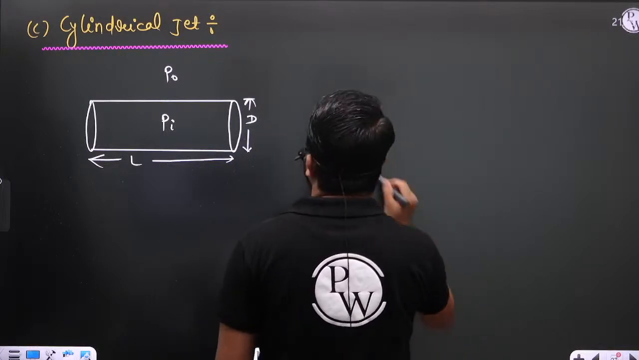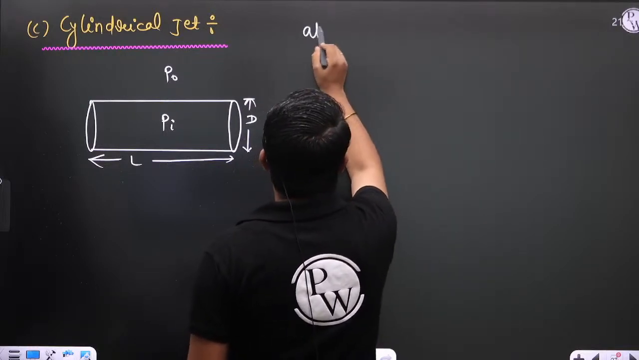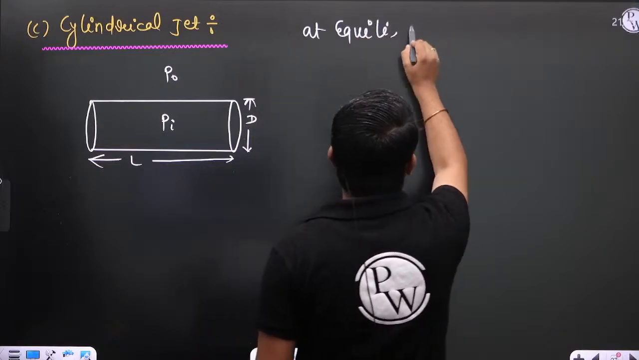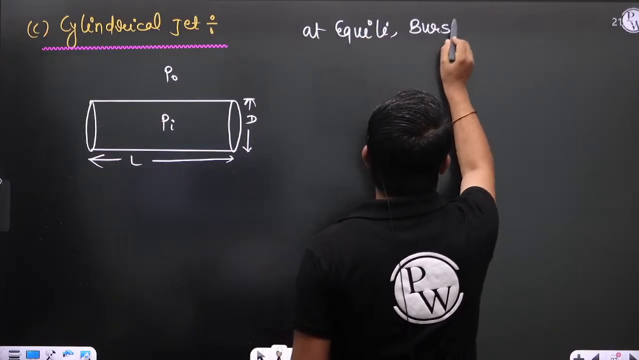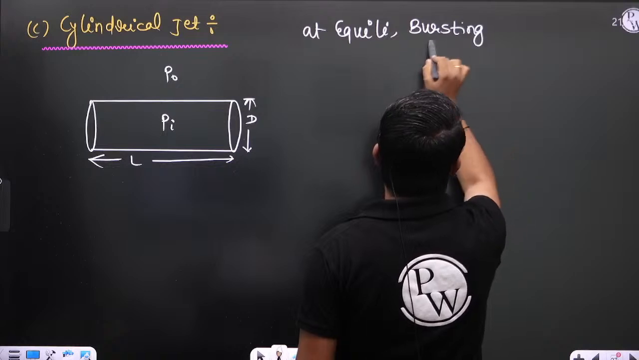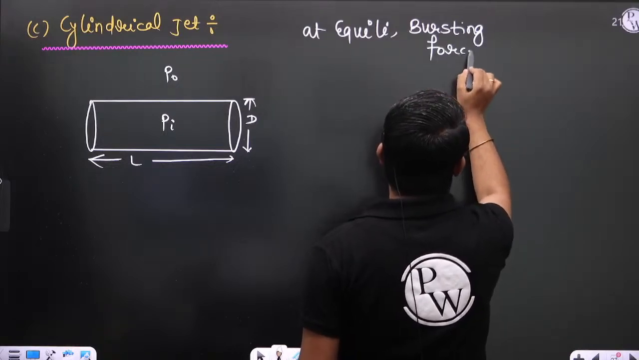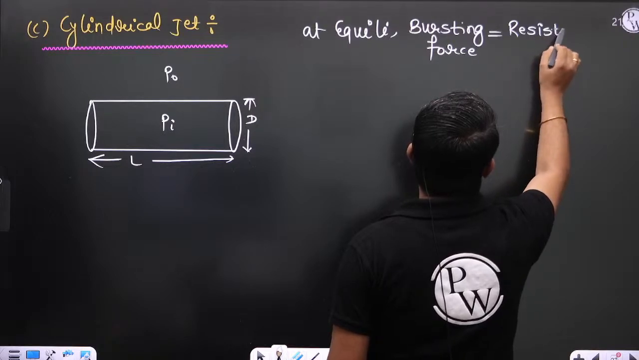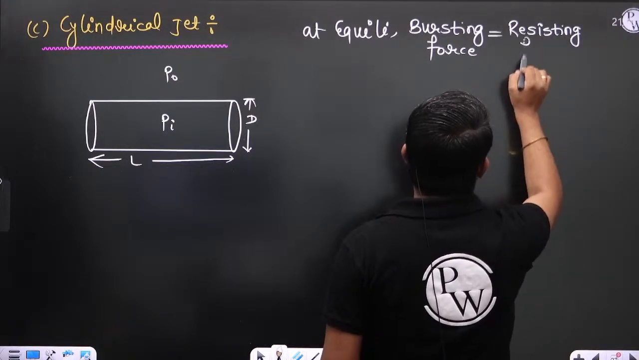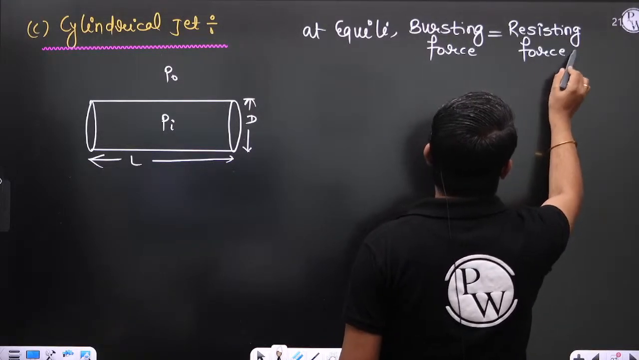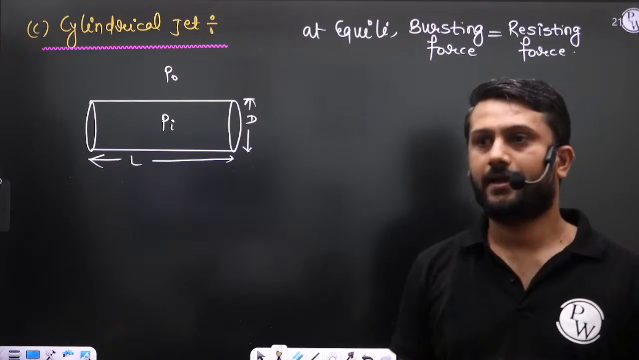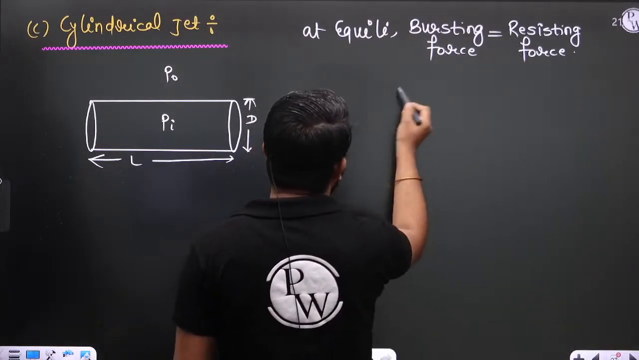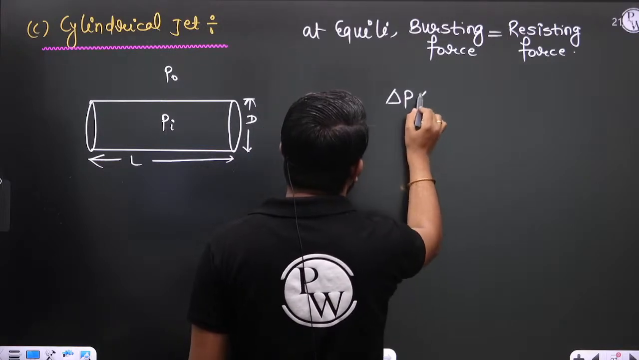And at equilibrium, bursting force is equal to resisting force. Now tell me, what is the bursting force? The bursting force is due to the pressure difference, delta P.